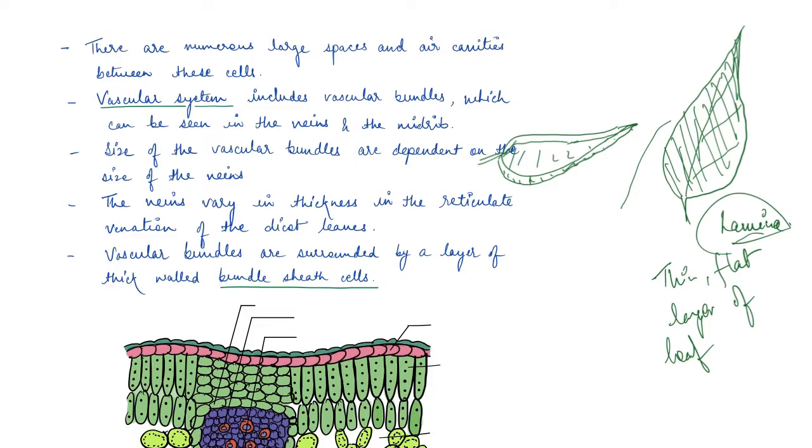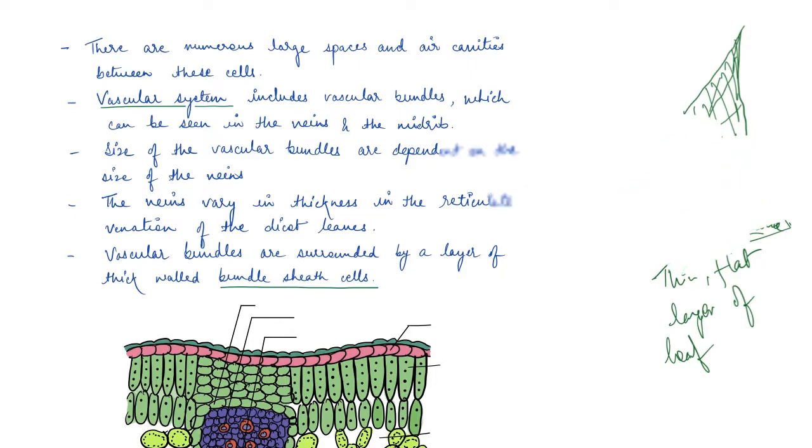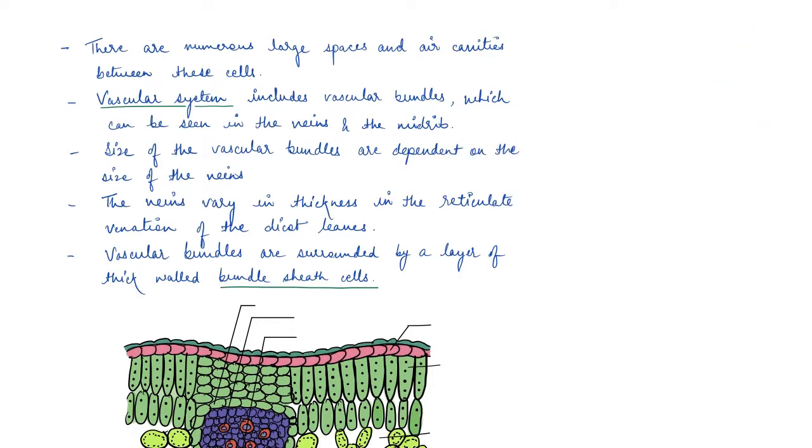Now the veins vary in thickness in the reticulate venation of the dicot leaf. We have studied all these topics, like reticulate venation and everything, in the previous videos, and all these videos are available on the YouTube channel itself.